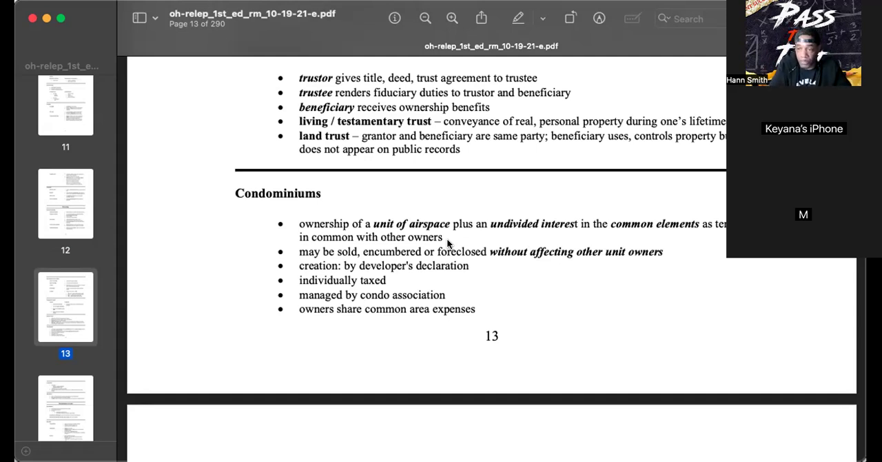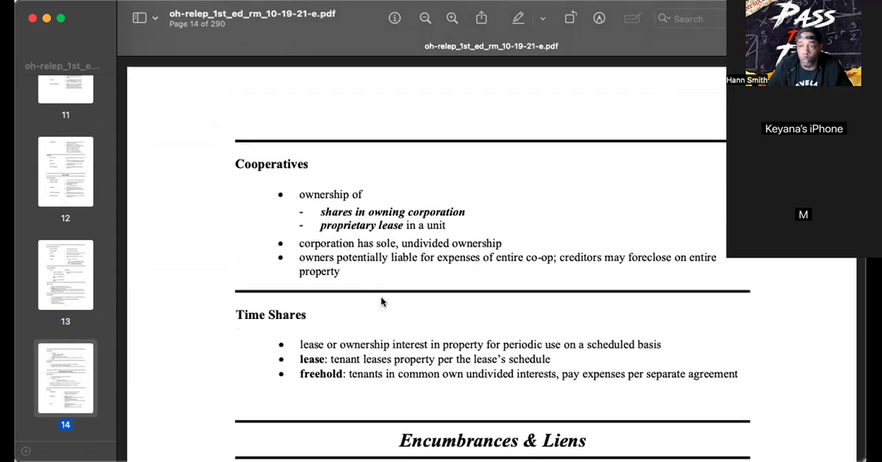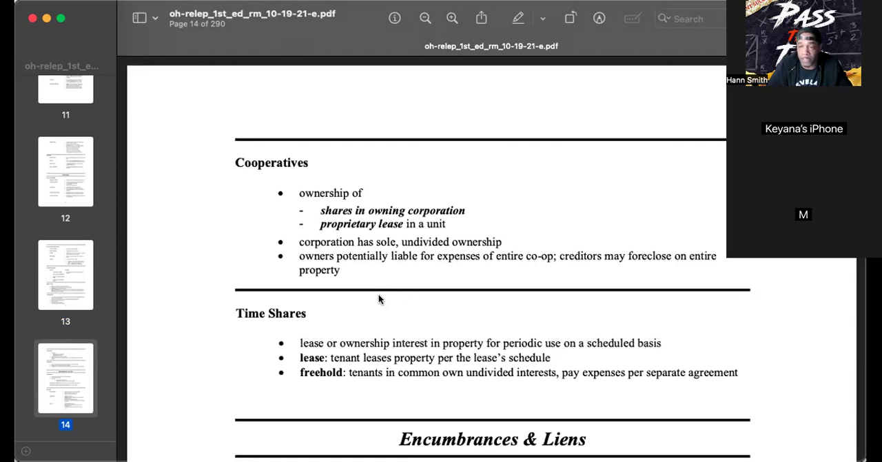It's not confusing once you get to really understand it. It's very simple. But I want to show y'all what some of the questions they're going to ask on the test in regards to this, and then just go over this. Let's do cooperatives. This is probably going to be one question on the test, and it's probably going to be like, what's different between the cooperative and the condominium.